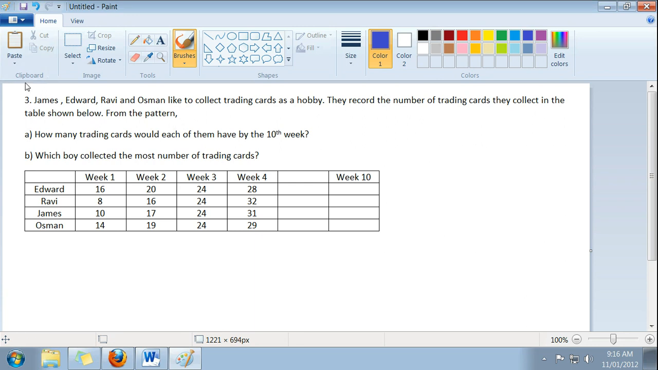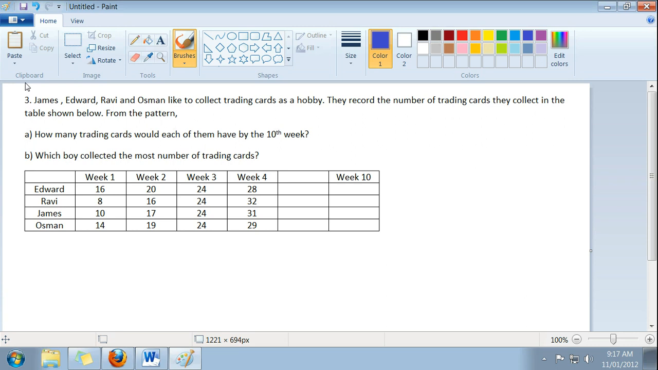Alright. The question was, James, Edward, Ravi and Osman like to collect trading cards as a hobby. They record the number of trading cards they collect in the table shown below. From the pattern, A, how many trading cards would each of them have by the 10th week? Okay. B, which boy collected the most number of trading cards?